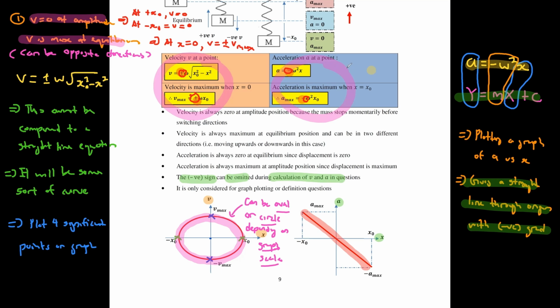You really only need to bother about your negative sign when it concerns graph plotting or definition questions. These are the only times where you need to be careful with your negative signs inside your equation. But for the purposes of calculation only, no need to. Okay, they really just want the magnitude. They don't really bother about whether you put any negative sign there or not. It is really only important for graph plotting or definition questions.